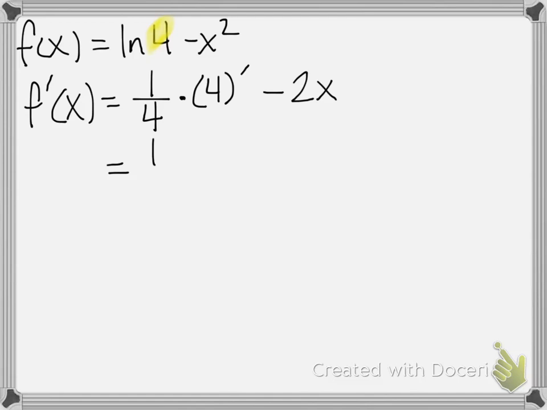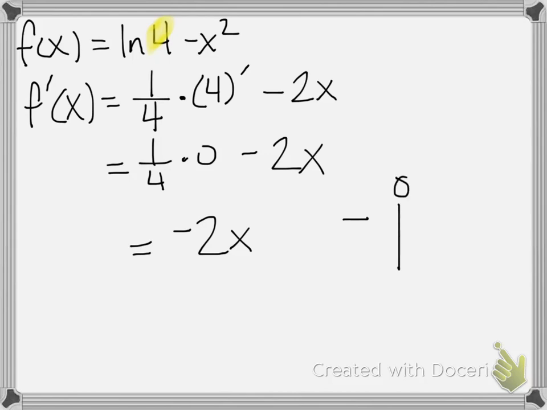And if you'll notice, 1 over 4 times the derivative of 4 is just 0. So we have minus 2x. So our first derivative is actually negative 2x. So what does that tell us? It tells us whenever we plug in negative values, we're going to get a positive. And whenever we plug in positive values, we're going to get a negative. So there's that one.